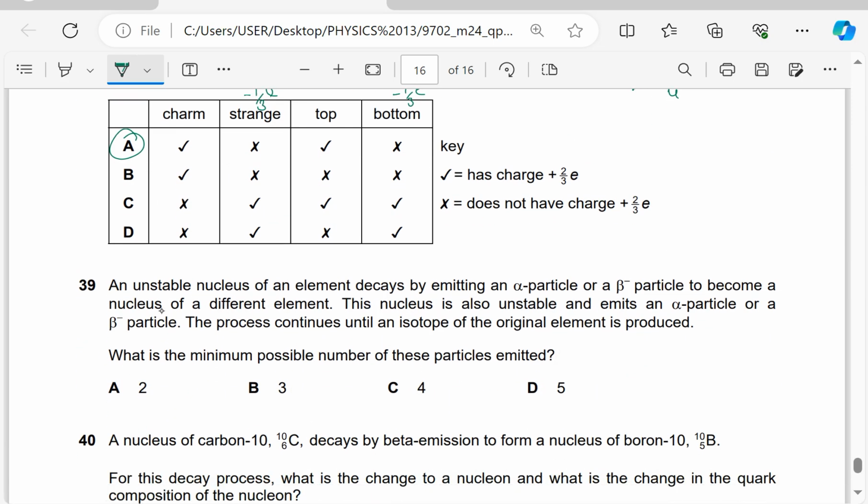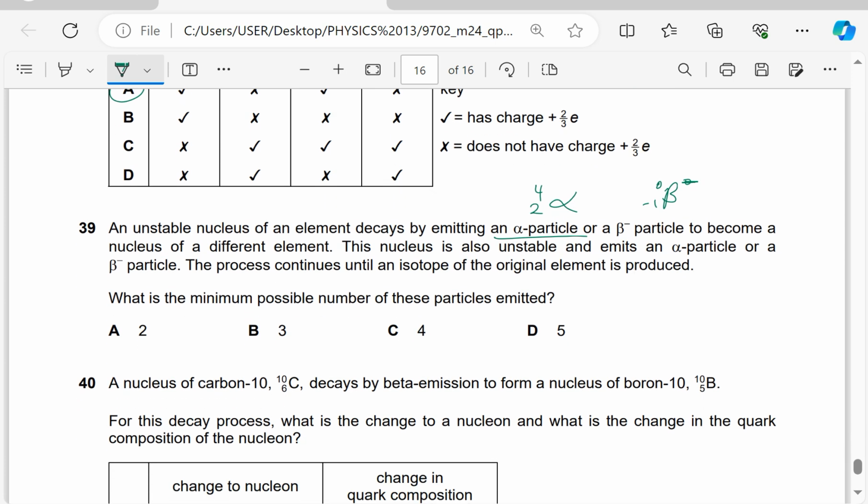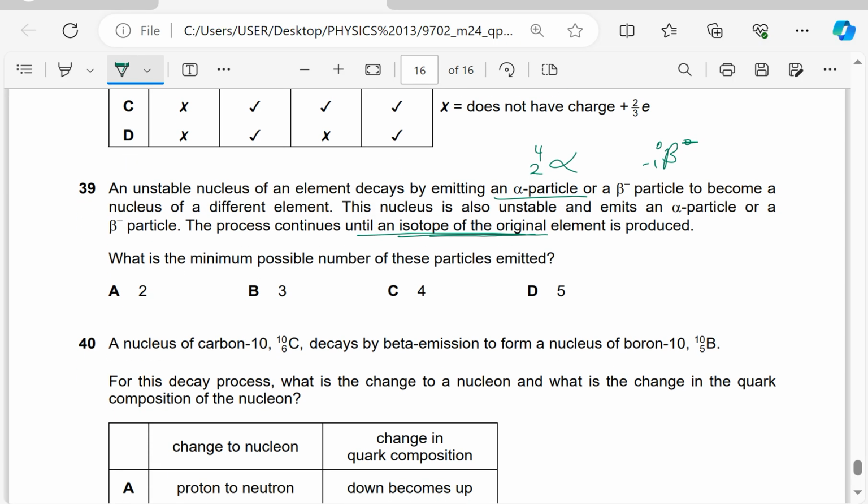An unstable nucleus of an element decays by emitting an alpha particle. Remember, an alpha particle you can write as alpha 4, 2. Or a beta particle, which you can write as beta 0, negative 1. That is beta minus. To become a nucleus of a different element. This nucleus is also unstable and emits an alpha particle or a beta particle. The process continues until an isotope of the original. If it is an isotope of the original, it means the final number of protons is the same.